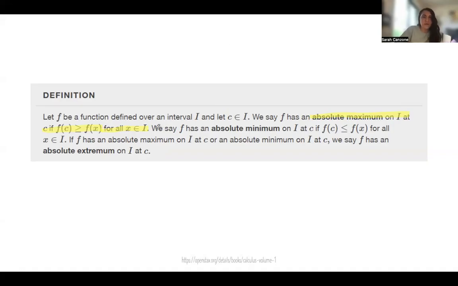Same idea for the minimum, but just kind of the opposite inequality sign. So absolute minimum on I at c if f of c is less than or equal to all f of x's. So your y value at some point c is less than or equal to all other y values that you have on your function for all x values. And for f to have an absolute maximum or an absolute minimum, we call these the absolute extrema.